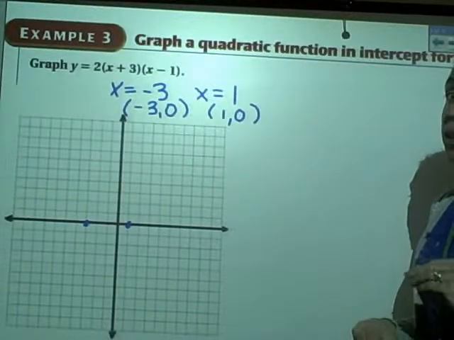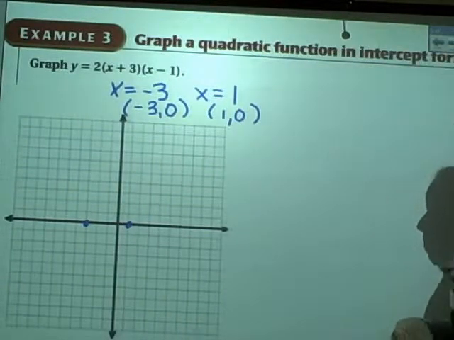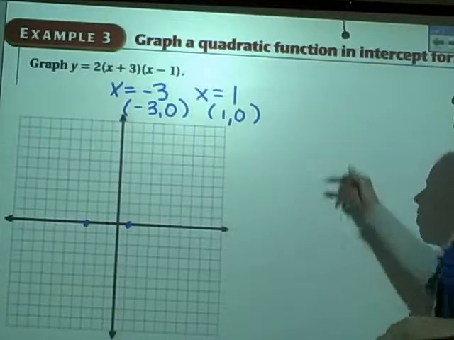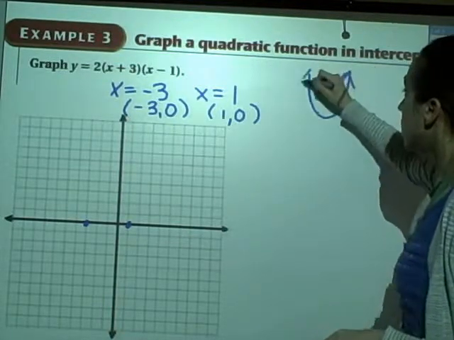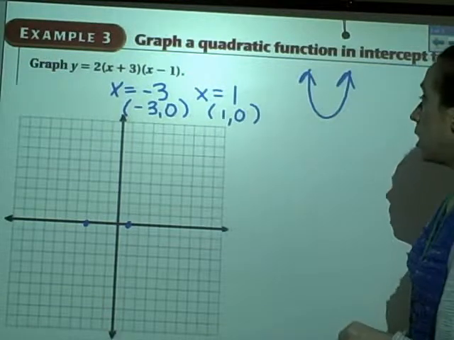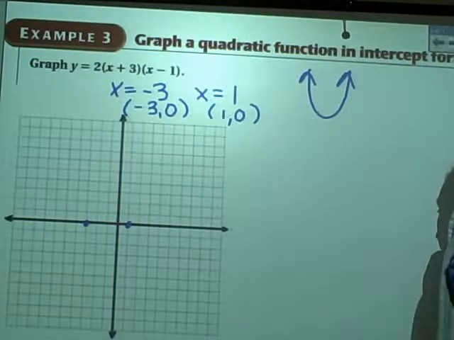Okay, now I'm going to look at that a value. I notice my a value is positive. Yay, that means my graph opens up. Okay, now I want to find that axis of symmetry.